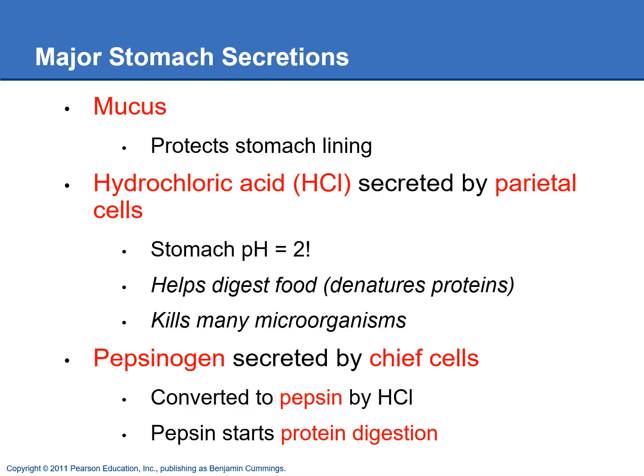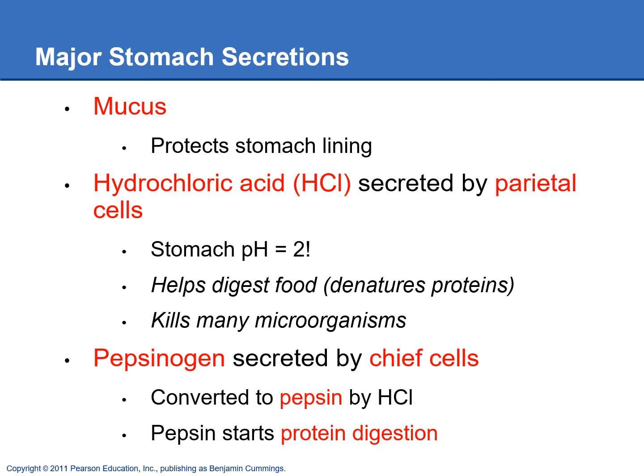The stomach secretes several things. It secretes mucus, which will help protect the stomach lining from the hydrochloric acid. The hydrochloric acid is going to be secreted by parietal cells, and that makes the stomach very acidic with a pH of 2. The hydrochloric acid is going to help start digesting the proteins by denaturing the proteins, unfolding them, and then also the very acidic pH of the stomach will kill many microorganisms that you may have ingested with your food or drink.